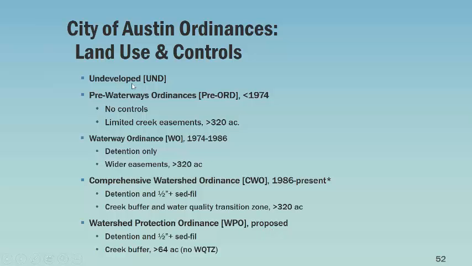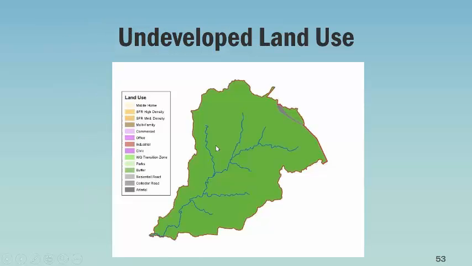So when you see UND or pre-ordinance and WO, this is what they mean in the subsequent slides. Again, this is the original landscape, mostly open land, grasslands and rangeland and so on. So that's why you don't see any of the other colors.